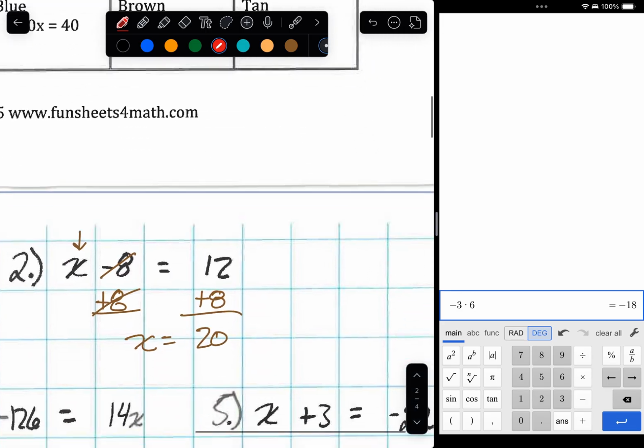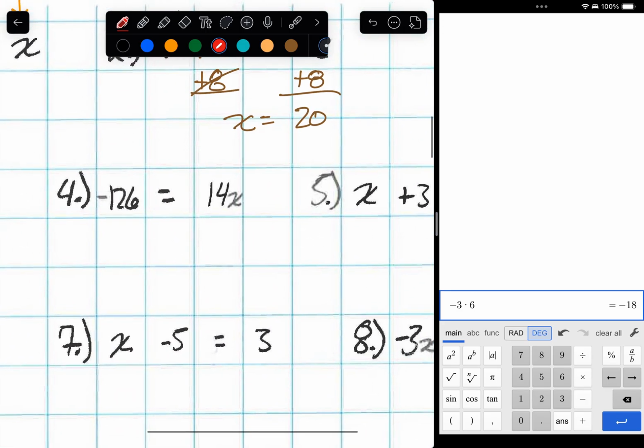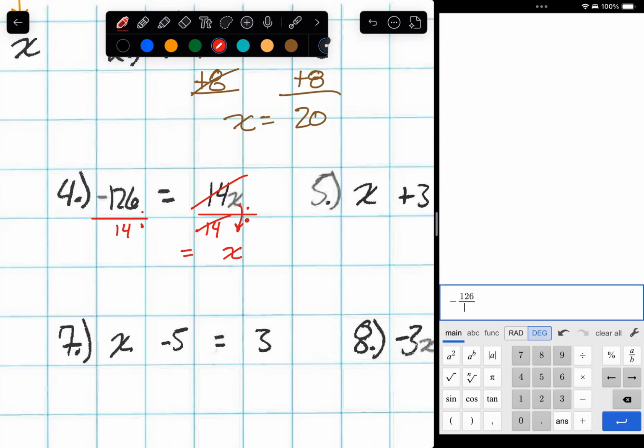-126 is equal to 14x. So when they are side by side, they're married with multiplication. So we divorce them with division. Instead of multiplying by 14, divide by 14. -126 divided by 14 is -9.